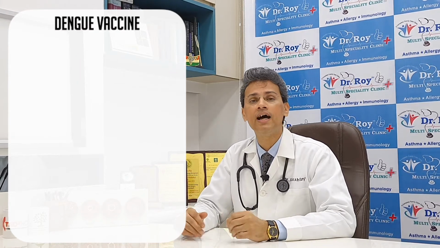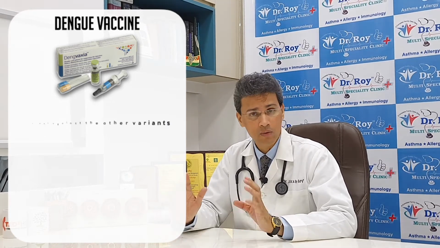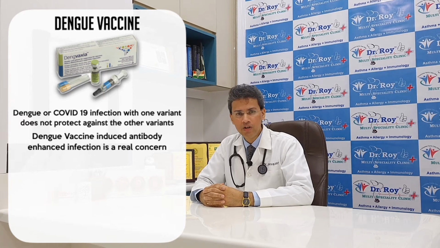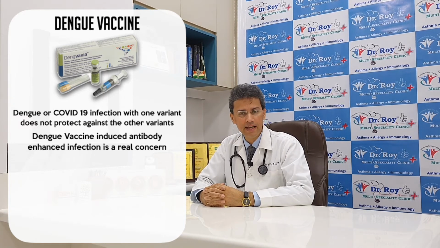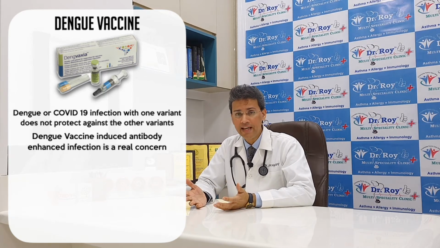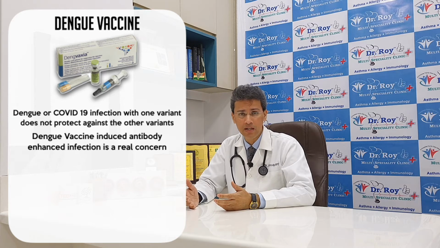Similarly, though we don't have a universal vaccine for dengue, we have something called Dengvaxia, which is very selectively used. Dengvaxia, which is not a universal vaccine, has certain limitations because a person who gets infected with one variant of dengue can still get infected by the other variants beyond 3 to 4 months.